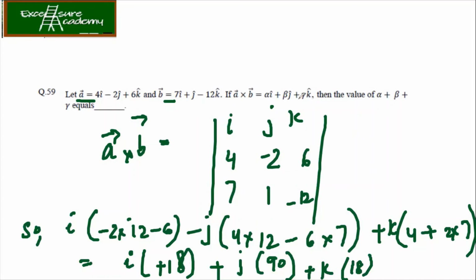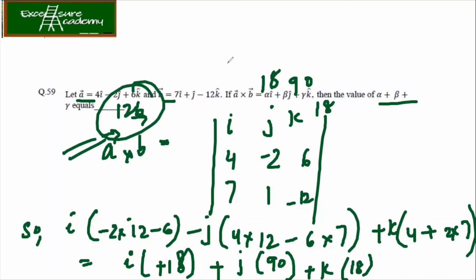So it means your alpha is 18, beta is 90 and gamma is 18. Now they're asking what is alpha plus beta plus gamma. So when you add up all these things, you get 126. Okay. So that's your answer.